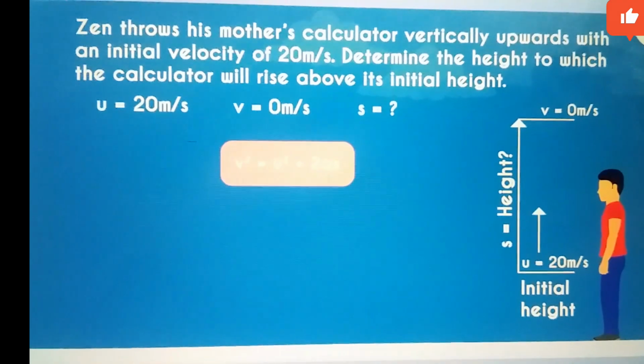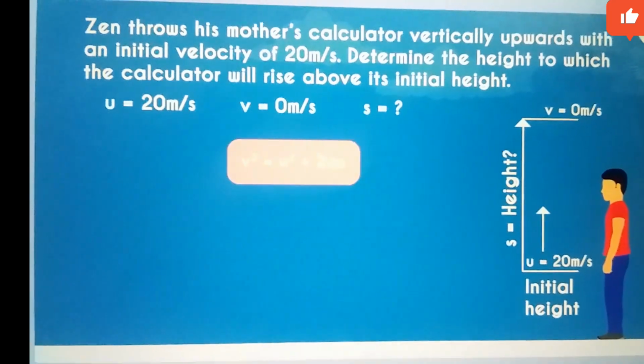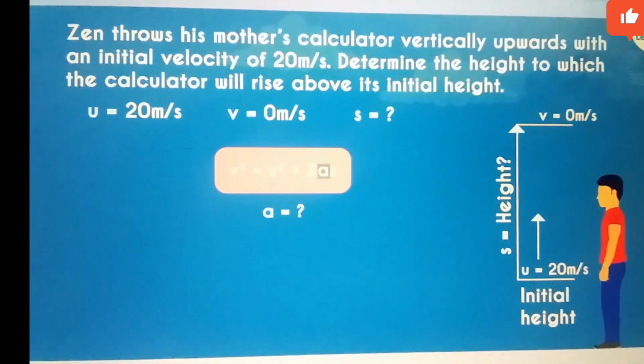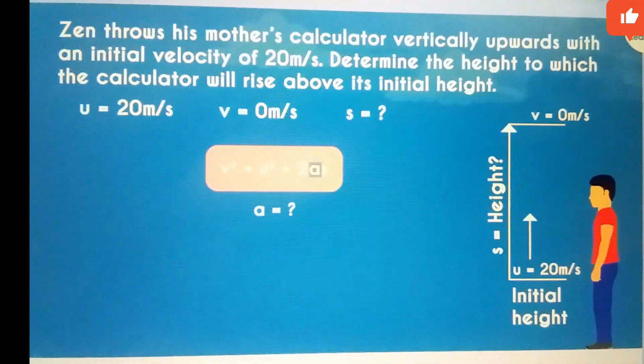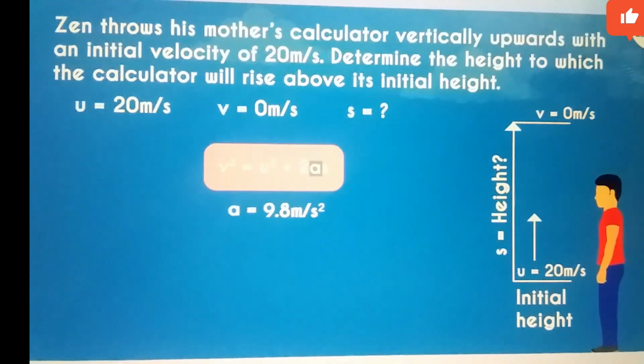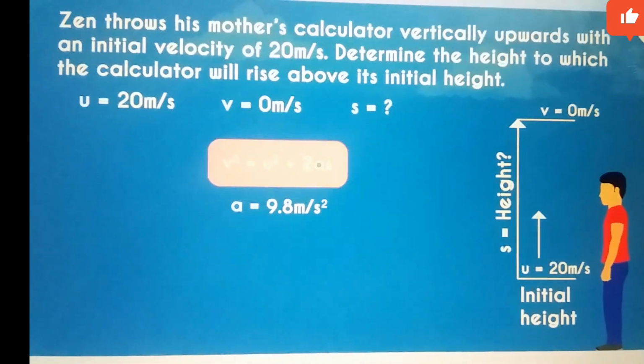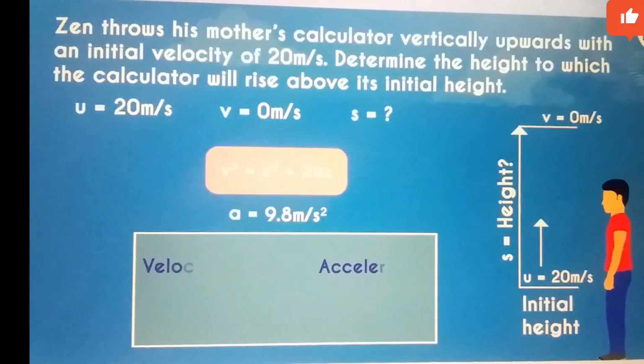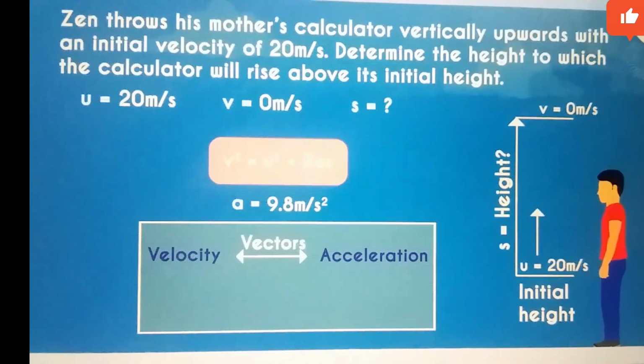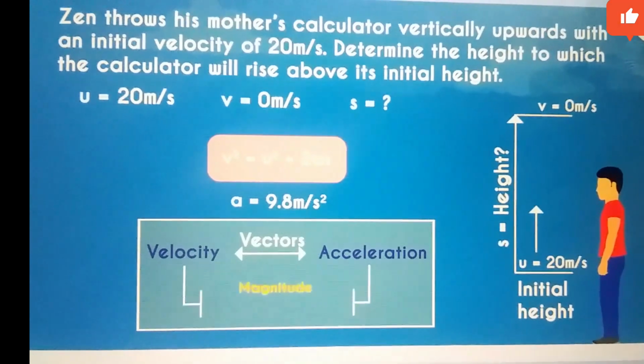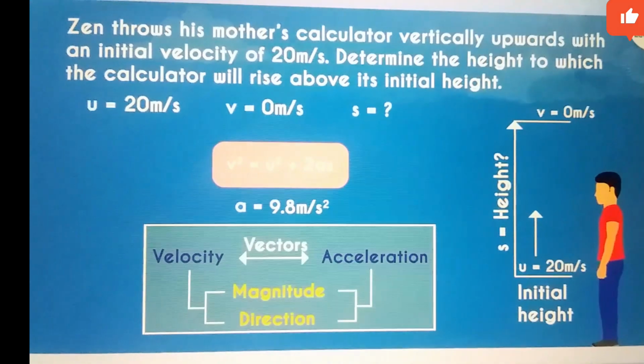Now we're coming to a very important point. What will be the value of a? We know that the acceleration due to gravity is 9.8 meters per second squared. Don't forget one important thing. Velocity and acceleration are both vectors, which means that they have magnitude as well as direction.